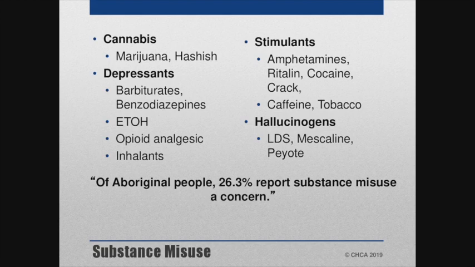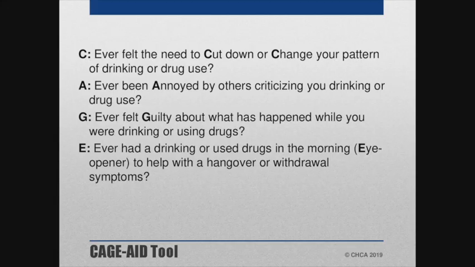Substance misuse may also be an issue. It could involve stimulants, depressants, hallucinogens, cannabinoids. And we know that for Aboriginal patients, 26.3% reported substance misuse as a concern. Now, this was a study in Ontario, and this was also in a northern community. So depending on which community you go to, just as there is in urban settings, there is an influence of substance misuse, but we certainly want to ensure that we review this and that people are screening for the misuse of substances.